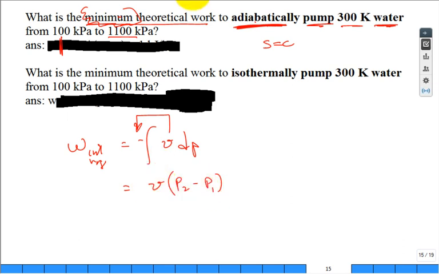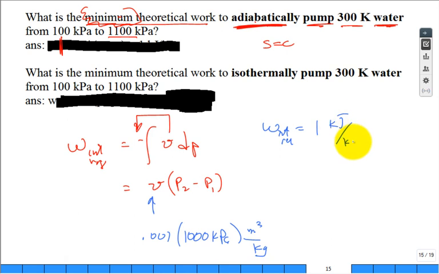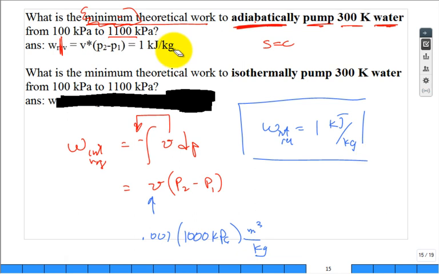You have to say, well, I don't have my textbook, but what is v for liquid water? 0.001, close enough. The pressure difference was picked such that it's precisely 1,000 kilopascal. This was meter cubed per kilogram. Hence, the work int rev comes out to be 1 kilojoule per kilogram. That is the work required to boost the pressure of liquid water. Minimum work. There it is.